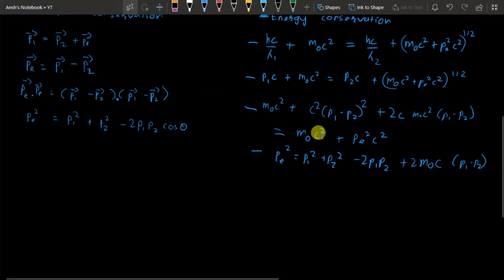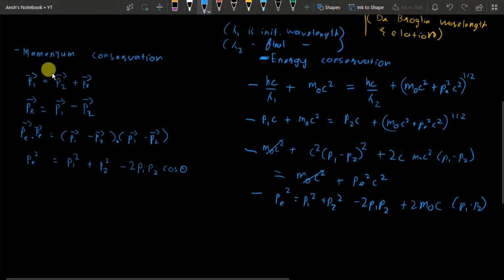Notice in this equation we cancel out the m naught c square on both sides of the above equation, and we've written the pe on the left side of the equation instead. Now from the third and the fourth term right here, we'll take out 2 p1 p2 common from both the terms, because we can already see some resemblance between our momentum conservation equation and our energy conservation equation.